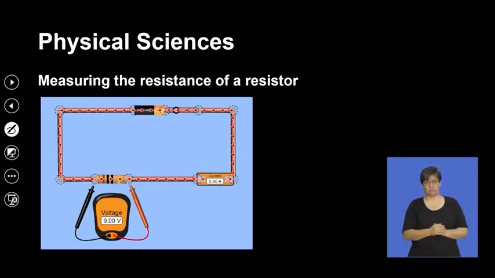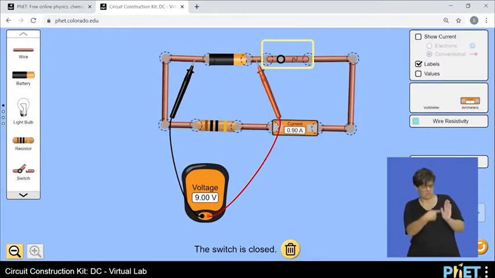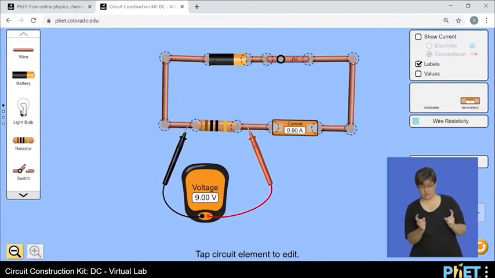Now, we can do that using a simulation and get a sense of what exactly we are talking about. If we are to measure the voltage across the resistor, we'll take the terminals across the resistor. It gives us 9 volts, and there is a current of 0.9 amperes passing through the very same resistor. So if we say this resistor is R1, then we can determine the value of R1 using the voltage across R1 and the current passing through R1.